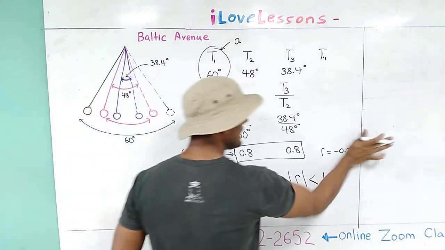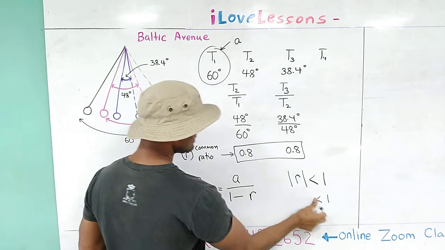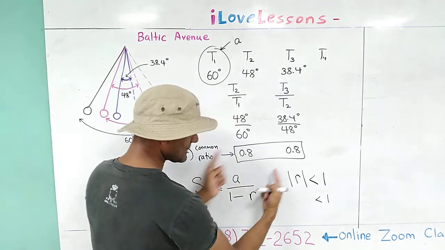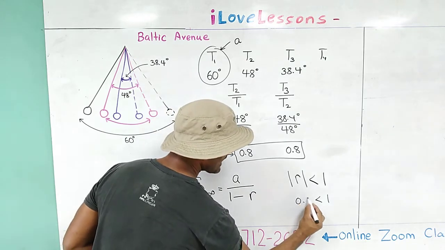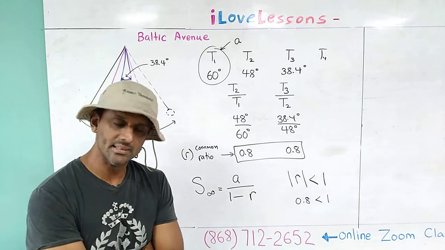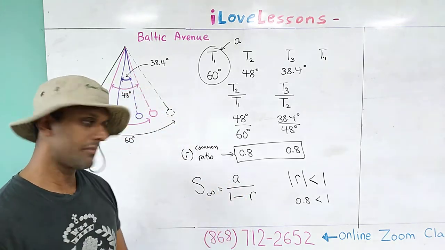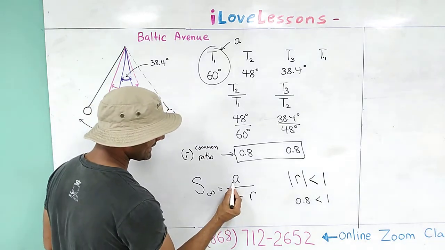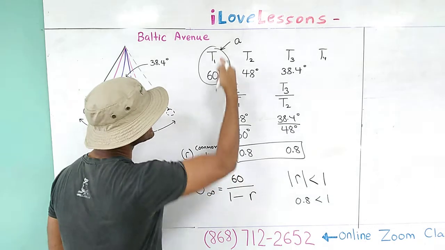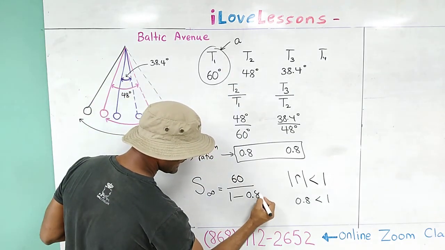But the value we have today is 0.8. The 0.8 doesn't have a minus sign, but that's good news. We can just put it inside here. So ask yourself now, is 0.8 less than 1? Yes. So that means we can use the formula. So how much is A? A is 60 degrees, that's the first angle, or T1, and R is 0.8.